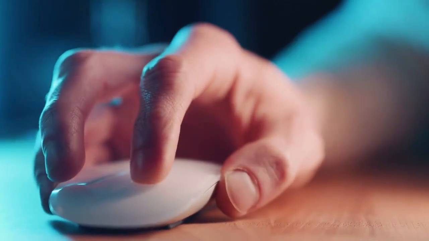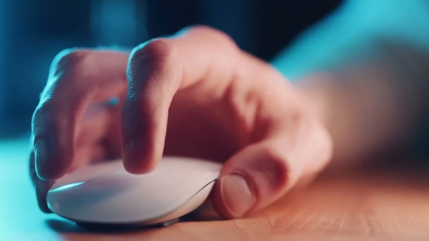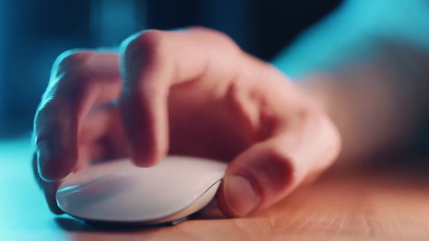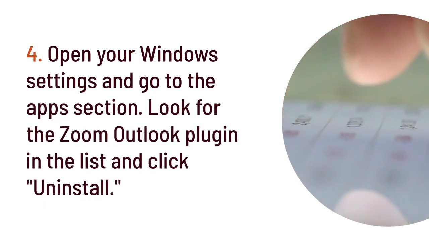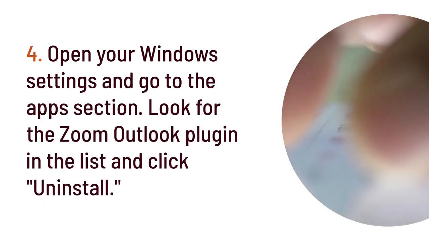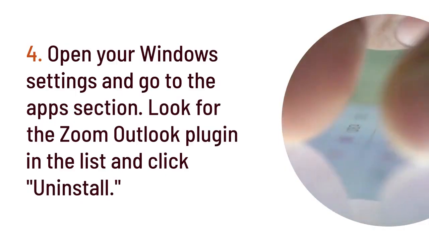Some users might also need to check their computer settings if the add-in was installed as a standalone program. Open your Windows settings and go to the Apps section. Look for the Zoom Outlook plugin in the list and click Uninstall.